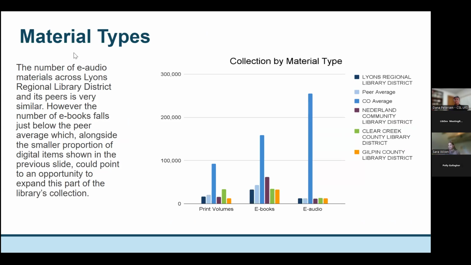This is another bar chart. This shows material types, print volumes, ebooks, and e-audio, and the number of total items broken down by material type. And this is another one of those examples where the Colorado average just shoots way up there, and you might want to look at this chart without the Colorado average. So you can do the exact same thing I just showed you: go into the sheet and select no in this chart's sheet under the display in chart tab. If we want to look at that again later, I'm happy to show it if people have questions.